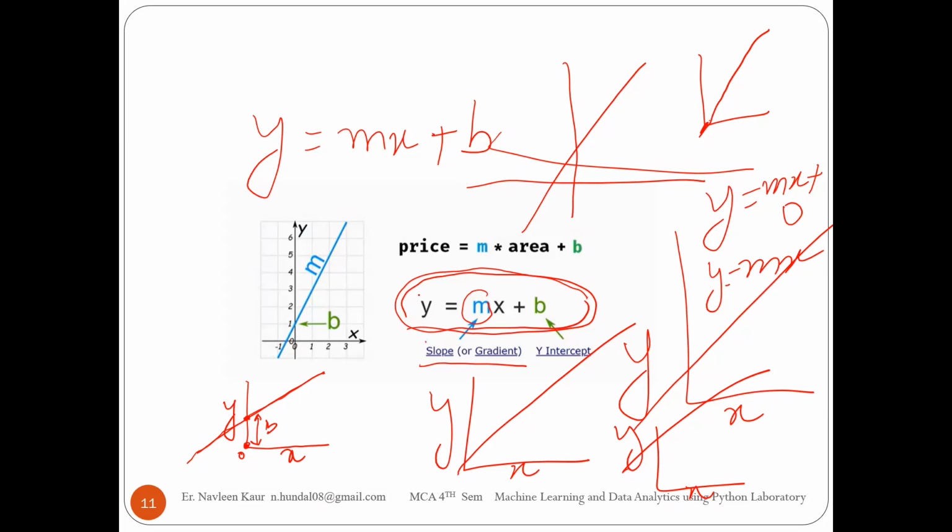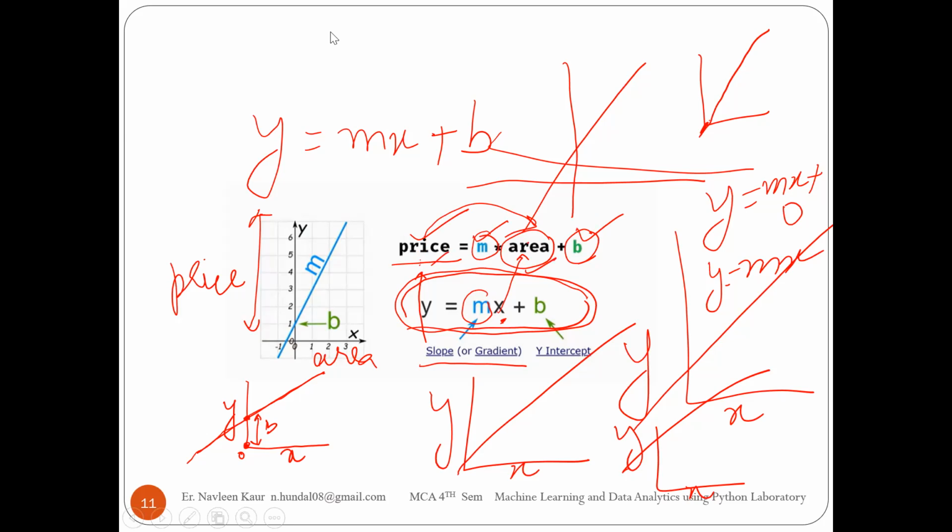Okay, so now y is the price. I am referring to y as the price, which is correct because on the y-axis we have plotted the price, equals m. On the x-axis we have plotted the area. m into x is represented as area, plus b if there is any intercept. Now students, if area is given to me, I know the value of slope, I know the value of intercept, I can calculate the price. Okay, so you can see here that this price, other than these two variables, is directly proportional to area. So if area is given, I am able to calculate the price.